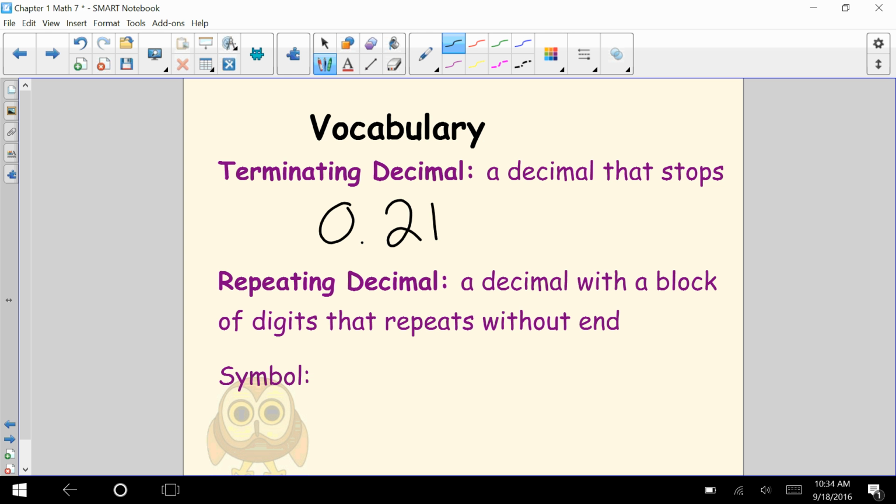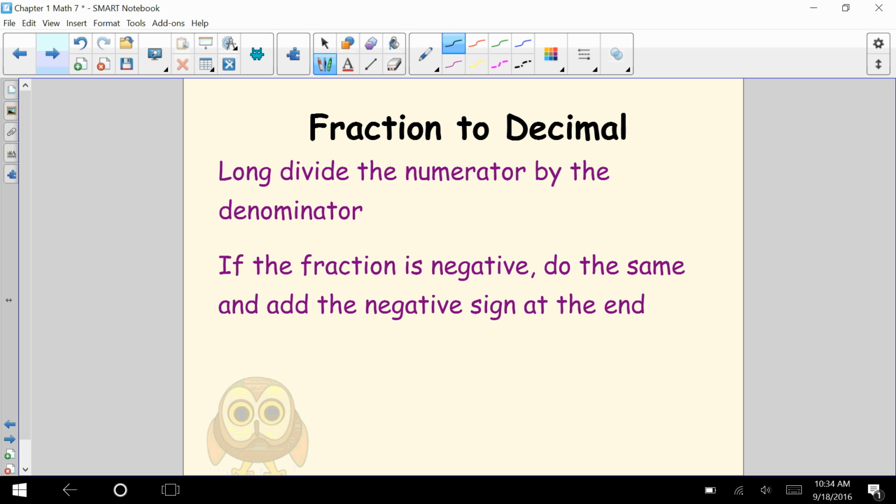A repeating decimal is a decimal with a block of digits that repeats without end. Our symbol for that, for example, if it's 0.3 and the 3 repeats forever, is just a little line over the 3. So to turn a fraction into a decimal, we long divide the numerator by the denominator. If the fraction is negative, we do the same thing and just add the negative sign at the end.